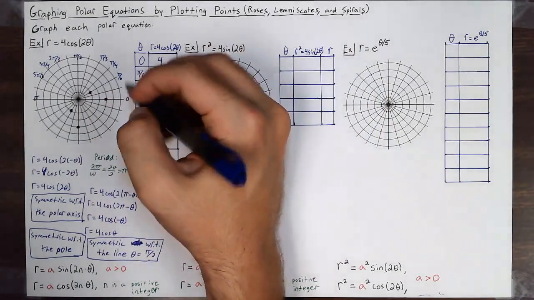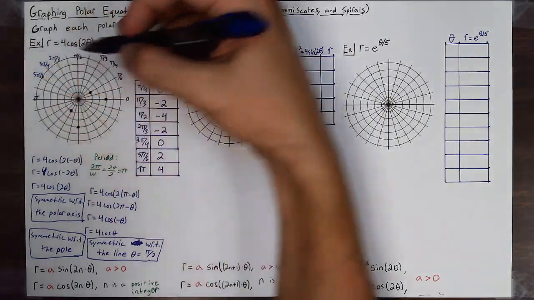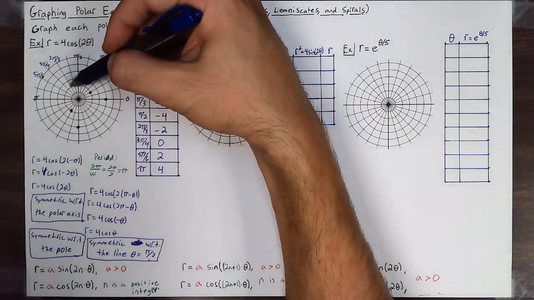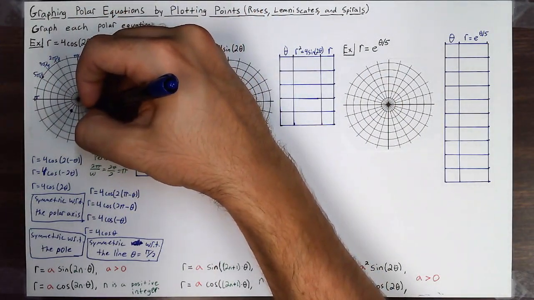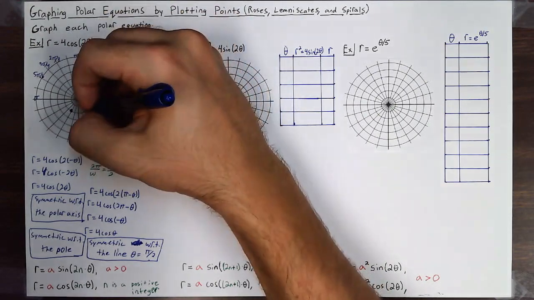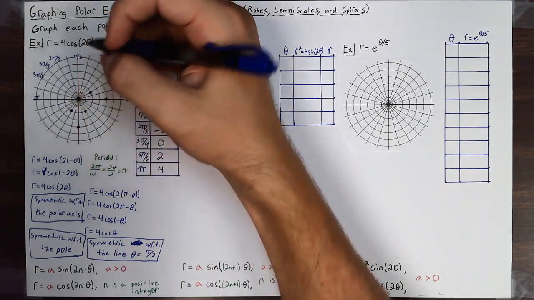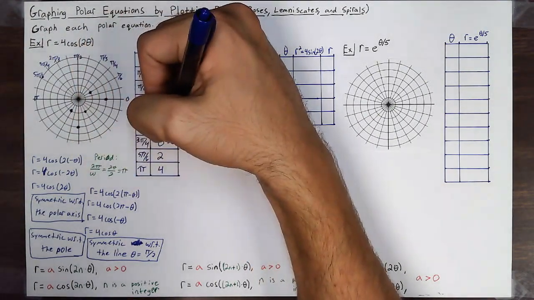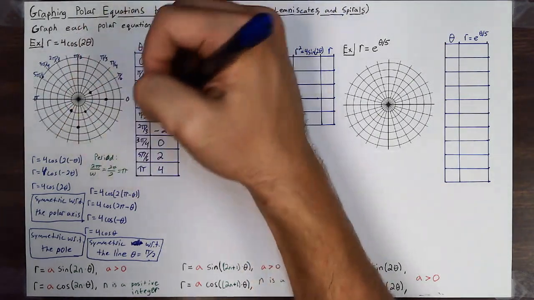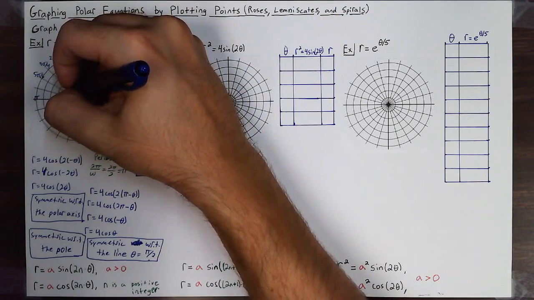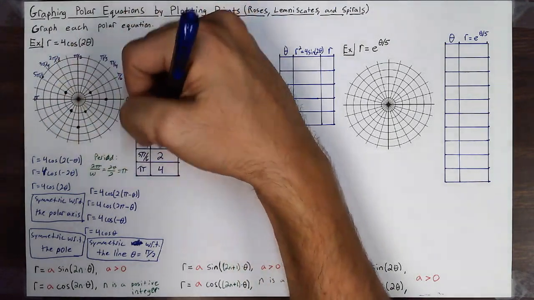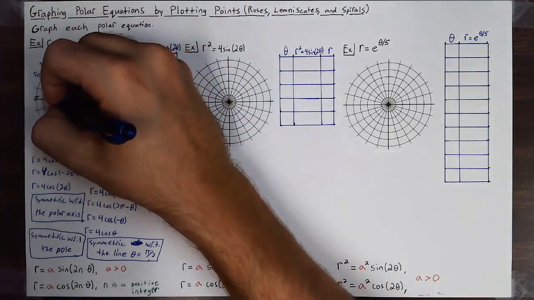And then at 2 pi over 3, it's negative 2, so instead of going to 2 this way, I would actually go 2 in the other direction. And then for 3 pi over 4, it's back at 0. And then 5 pi over 6 is 2. And then at pi, it's 4, positive 4.